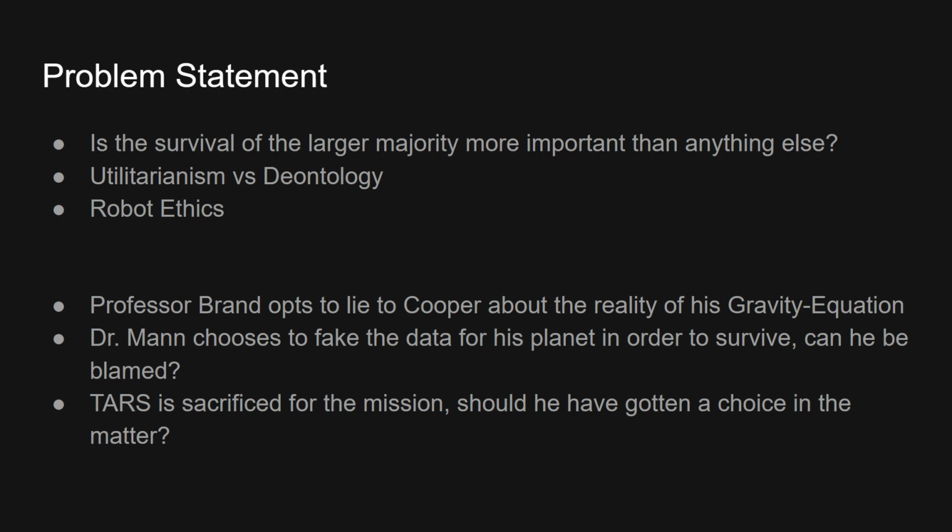And the last ethical dilemma is that TARS, one of the robots sent on the mission, is jettisoned into the black hole Gargantua. So at the end of the film, the Endurance barely has enough fuel to make it to the last planet that could support human life.